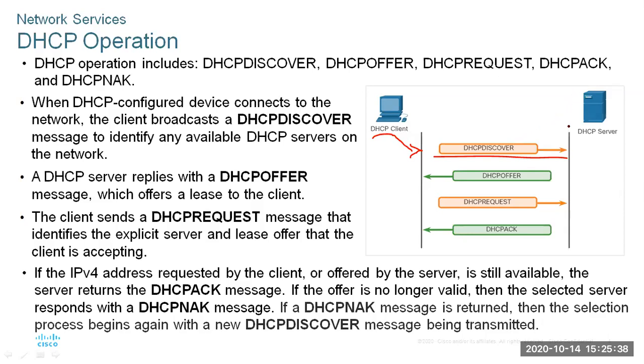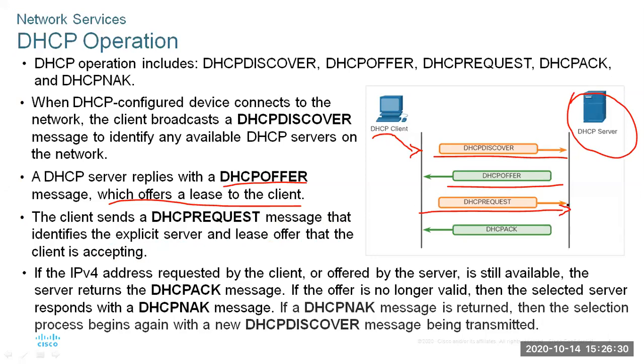Then the closest server that is there will now reply with a DHCP offer, all right? And it offers a lease to the client. We say, okay, I am available. I want to offer you a particular service, the DHCP lease service. Once the client accepts that offer, then the client is now going to send a DHCP request to identify to the server. The client sends a DHCP request message that identifies the explicit server and lease the client is accepting. All right, so it sends that to the server.